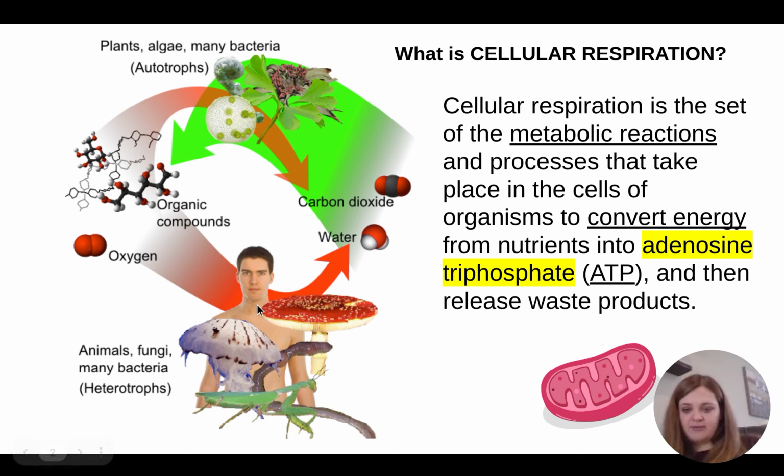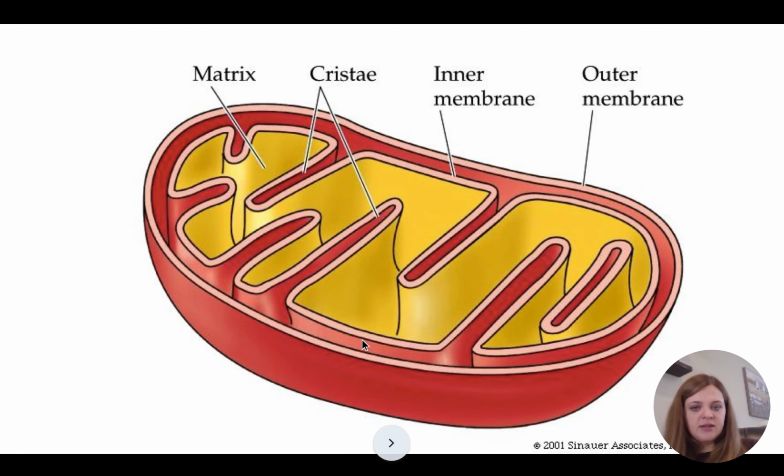So in this little diagram here, you can see that same process. We're taking in oxygen, taking organic compounds, using the food and whatnot to create carbon dioxide and water. So where does this process occur? Well, it occurs in the mitochondria. So I'm going to have you draw this little diagram of this mitochondria. You need to know these different spots inside the mitochondria.